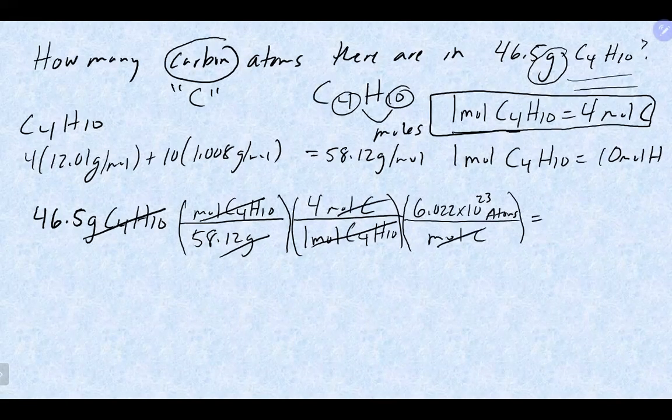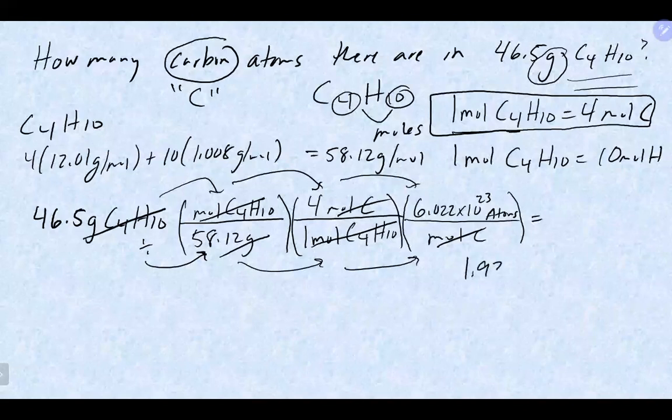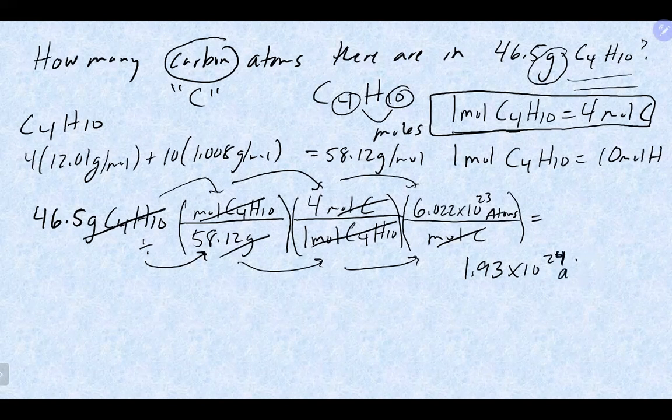In this case, we're going to multiply everybody up on top, and divide by everybody on the bottom, which is really just the first guy. So that's 46.5 times 4 times 6.022 times 10 to the 23 divided by 58.12, and we're going to get something in the ballpark of 1.93 times 10 to the 24 atoms of carbon in this sample. Any questions on that calculation?